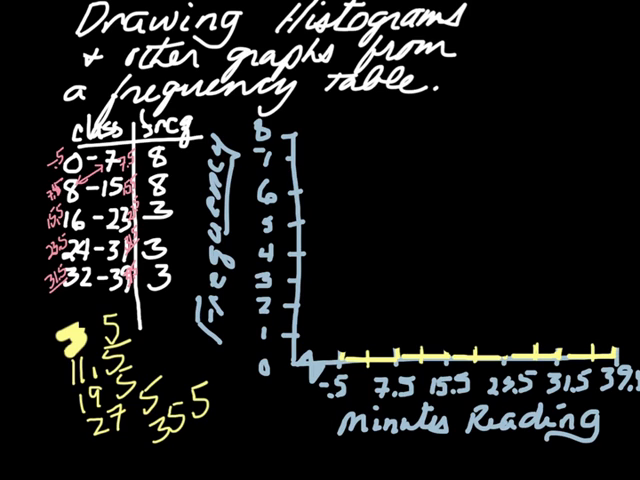But everything about this graph is the same, except that what you do is at the midpoint you plot the frequency. And this is not an exceptionally good graph for this, but you basically make a dot, and then what you do is you connect those dots. And this would be what's called a frequency polygon.